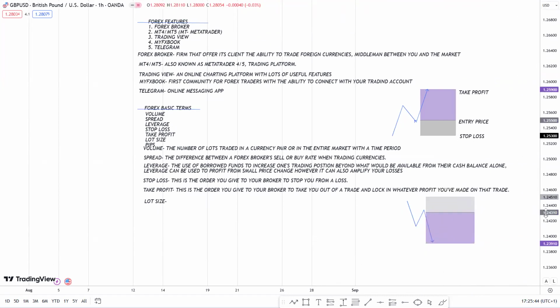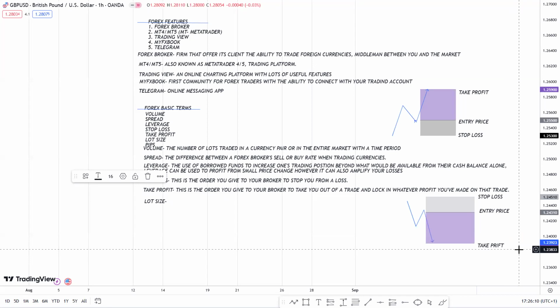So now this is it. This is our entry price here. This point here is our stop loss. And here is our take profit. Here are take profits.